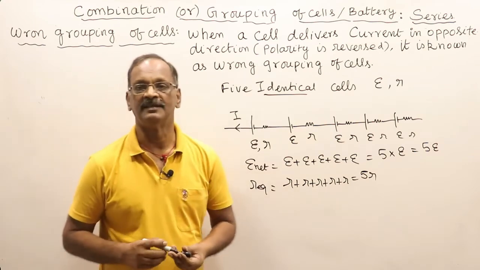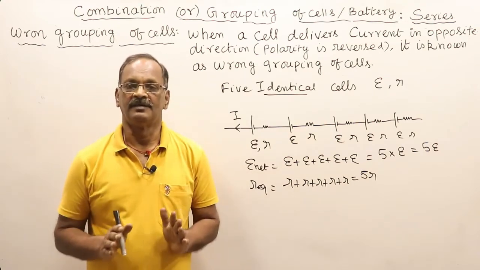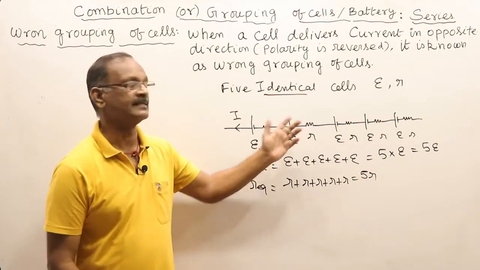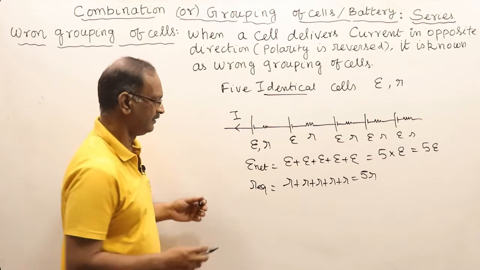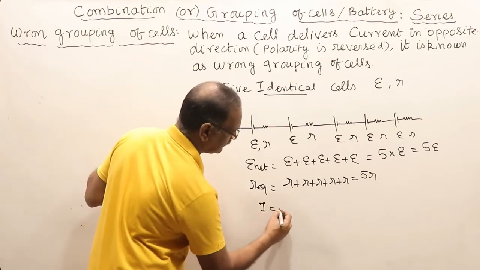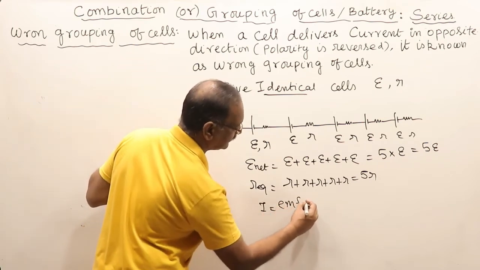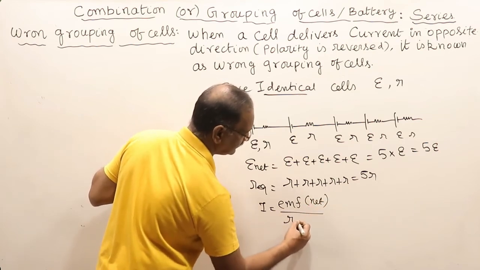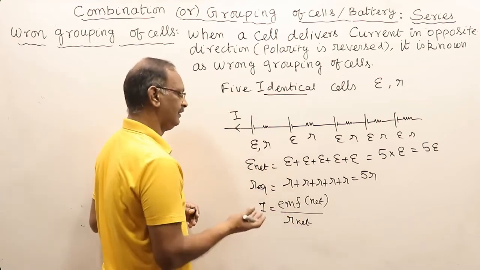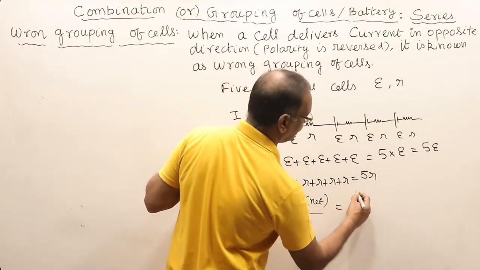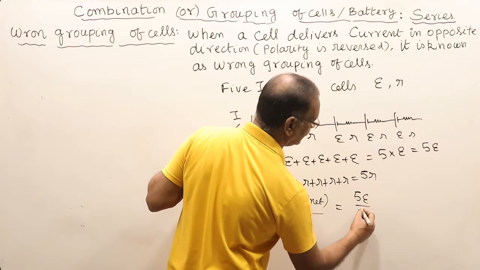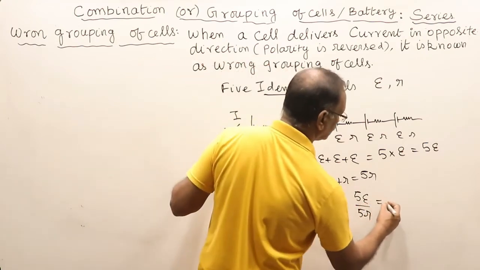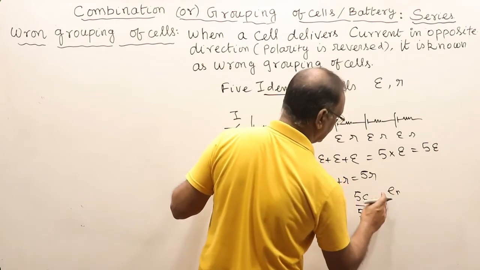Whether cells are wrongly grouped or properly grouped, the internal resistance always gets added up. Now, what is this I? I is equal to EMF net divided by internal resistance net, or equivalent, which is 5 times E divided by 5 times R, that is EMF net over R net.